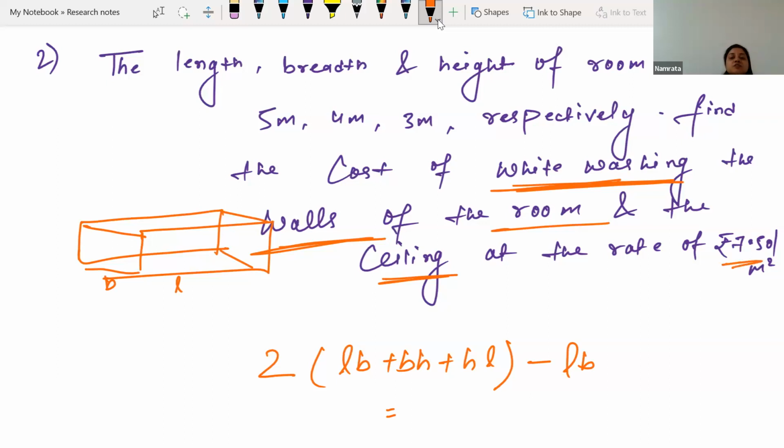Now the price is given for 1 meter square. So whatever area we will be getting, whatever meter square we will be getting from here, for that much meter square, we can calculate the price. Is it clear?